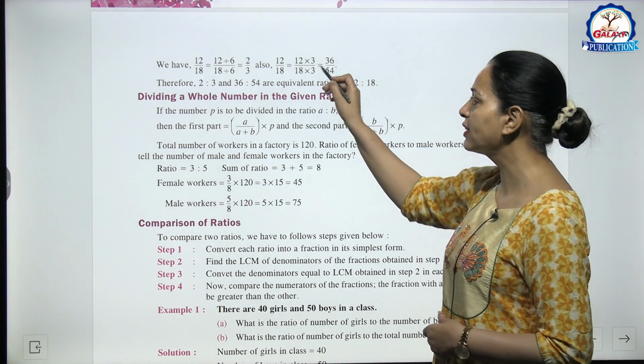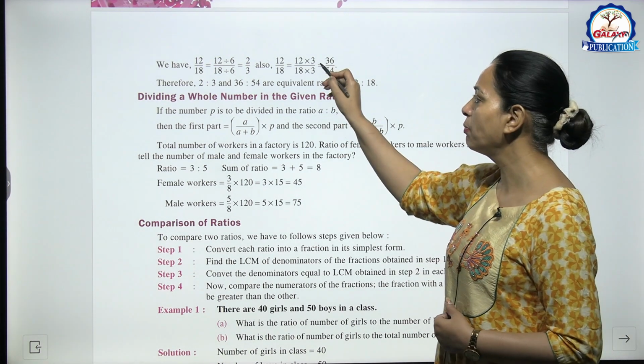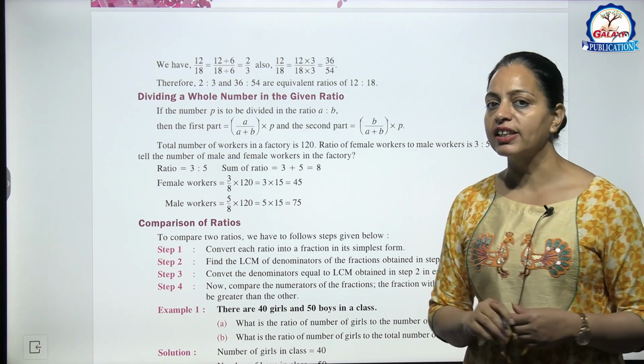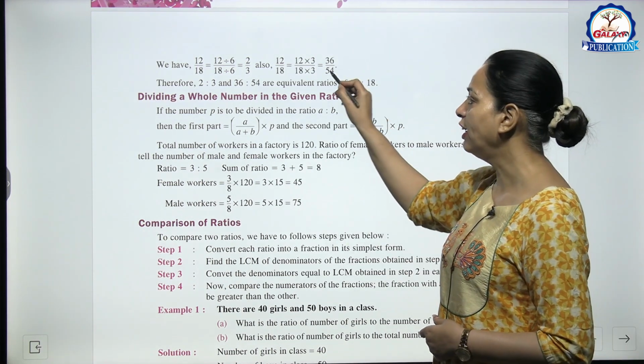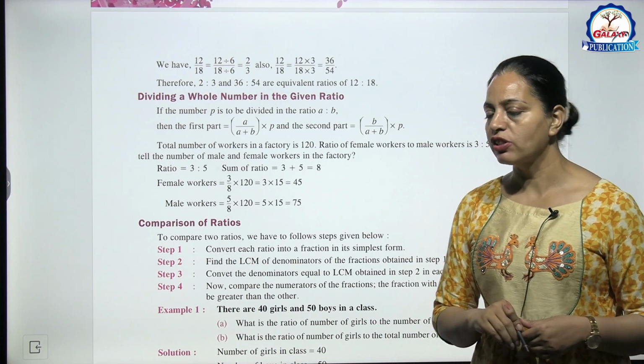Similarly, we can multiply by any number. Suppose we multiplied by 3, we get 36 upon 54. So this is an equivalent ratio of 12:18.